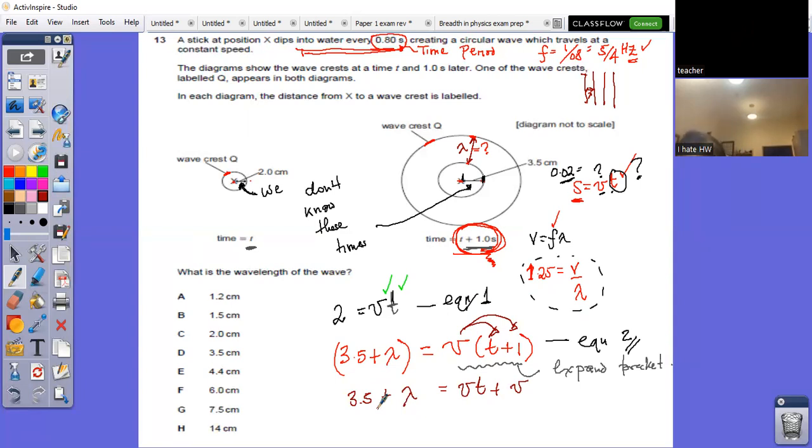And 2 cm equals VT. So is it 3.5 plus lambda equals 2 centimeters plus V? Yeah. Don't forget the plus V. I'm a bit confused. A bit confused? Let's go through it together, that's okay. So you got 3.5 plus lambda equals VT plus V. But remember, equation 1 says that VT is the same as 2. So in this equation where there's a VT, I'm now going to put a 2.